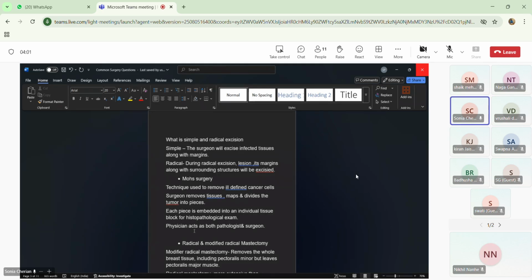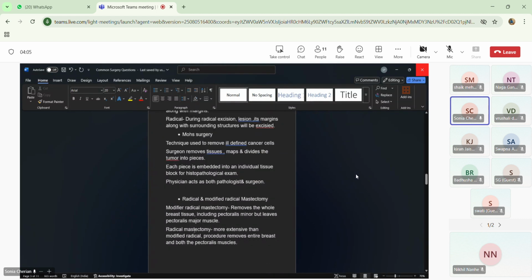Then the next question: radical and modified radical mastectomy. I told you, right? Modified radical mastectomy is where they will remove the whole breast tissue. They will remove the lymph nodes, everything they'll remove.